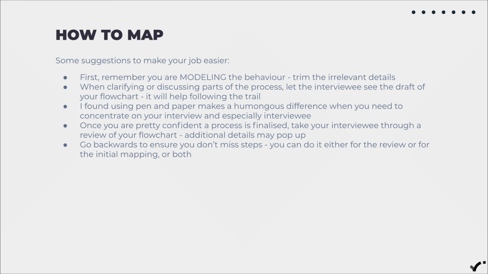When you're clarifying or discussing parts of the process, show what you're mapping to your interviewee. It will help both of you follow the trail and also understand if you're missing some steps. Talking of showing what you're mapping, I mentioned before, using pen and paper can be invaluable. I know it's a very analog approach, but it also helps create an atmosphere of trust. For a start, there will not be a screen between you two, but it also helps in looking at the process that you've mapped so far and in making changes if you need.